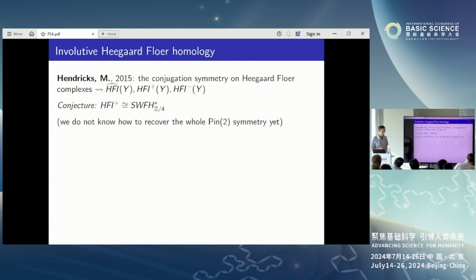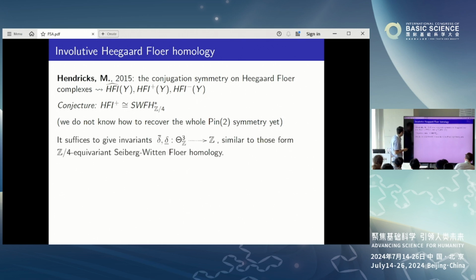So Pin(2) is two copies of S1, but you can also look at the Z mod 4 in it, which is 1, i, j, and k, the quaternions. 1, i, minus 1, and minus i. No, let me try again. 1, j, minus 1, and minus j. That's the Z mod 4 subgroup. So this is some sort of replacement for the Pin(2) symmetry.